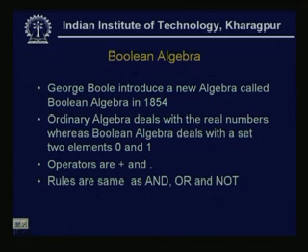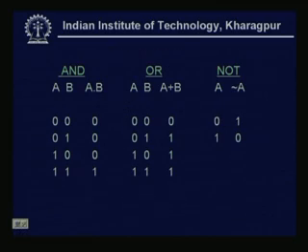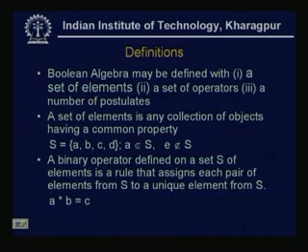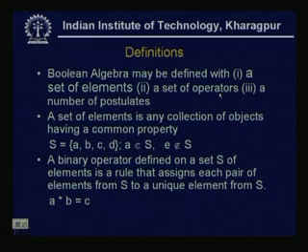Already we have introduced the logical AND, OR and the NOT. So, how we have defined our initial algebra is that it is a set of elements, a set of operators, and a number of postulates. Now, here the set of elements is only a set of two, 0 and 1. The set of operators, two operators we are taking, plus and dot, and a number of postulates, and these are the postulates we discussed, which are the same.